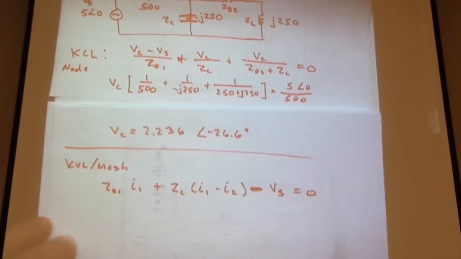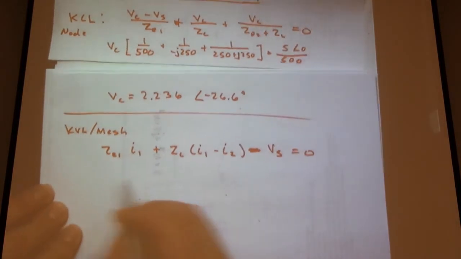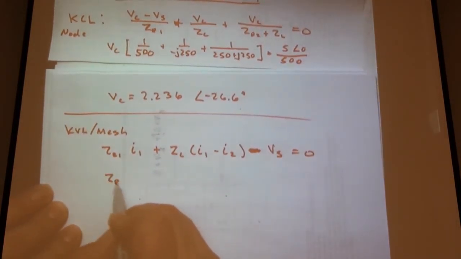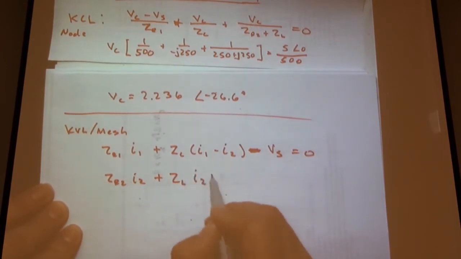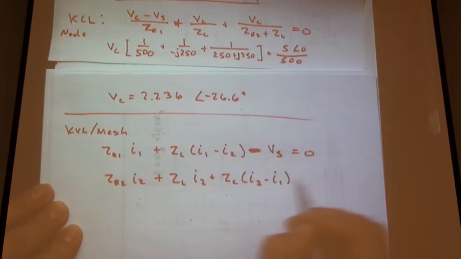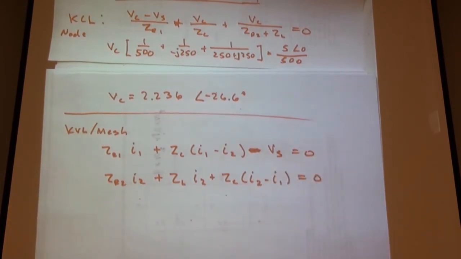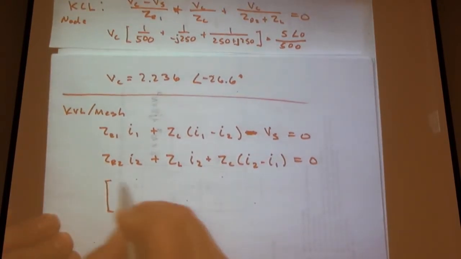So, okay. And so there's the same mesh analysis with impedances. Yeah, they're complex numbers, no big deal. And then we can write ZR2 times I2 plus ZL times I2 plus ZC times I2 minus I1. It's been a while since we've done this, but hopefully it's like riding a bike. And lo and behold, we have a matrix. We could set it up as a matrix. I don't know if your calculators can do matrix form, but MATLAB has no problem.